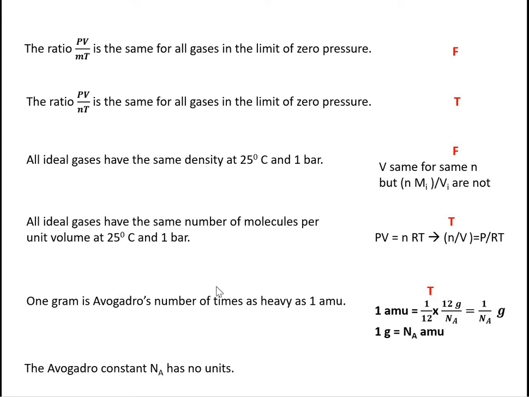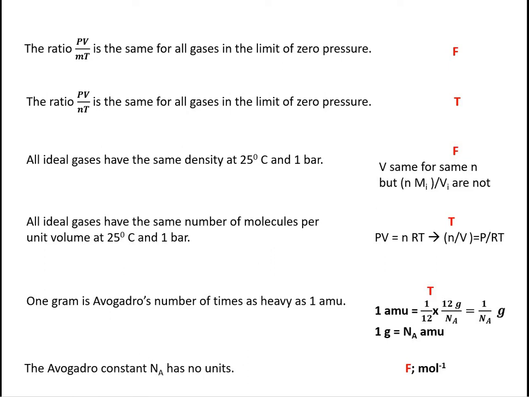So what we get? 1 AMU is 1 by Na grams. If you cross multiply, 1 gram is Na atomic mass units. So I think it's clear to you that the statement is true. And interestingly, it is a misconception that Avogadro constant has no unit.